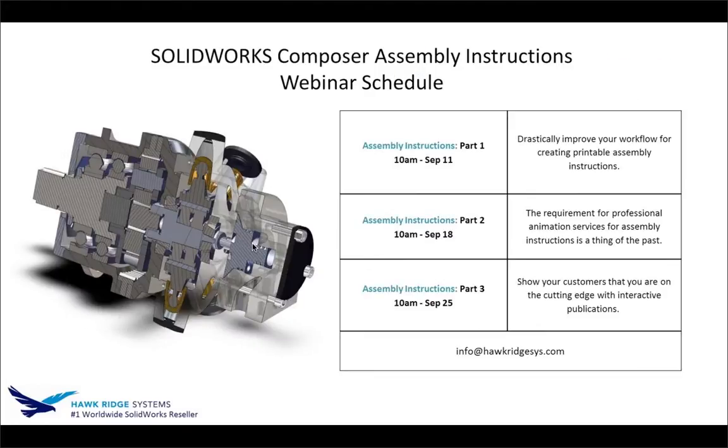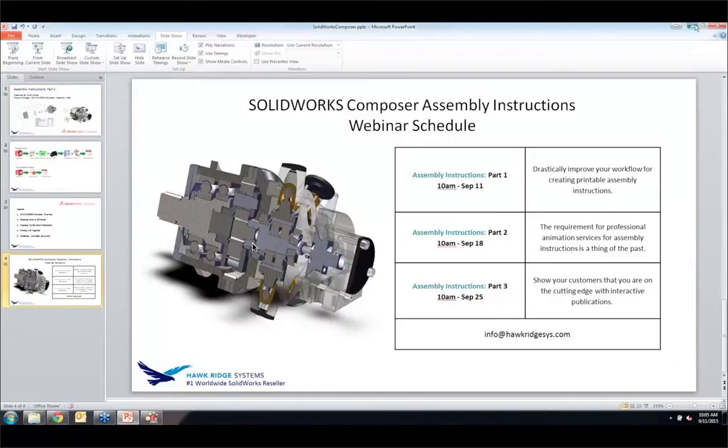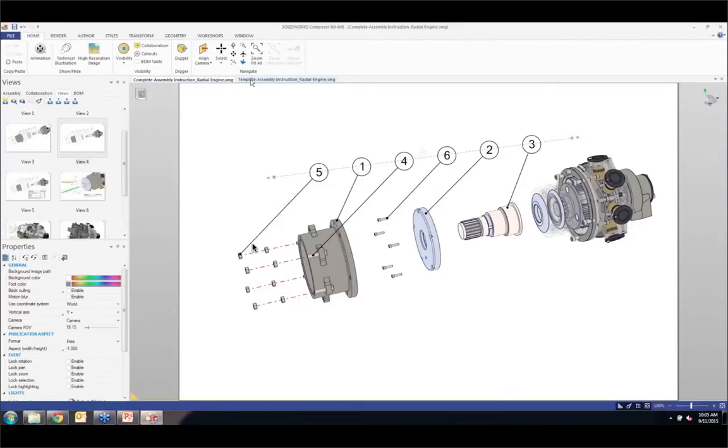Okay, so today is part 1, and then next Friday we're going to have part 2, and then the Friday after that will be part 3, and each webinar is going to get a little bit more technical. Today is all about printed assembly instructions. Next week is going to be more about animation, and then the week after is going to be more of the interactive website-based 3D publications. Okay, so let's jump into Composer.